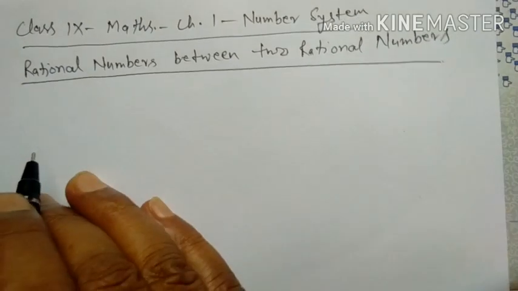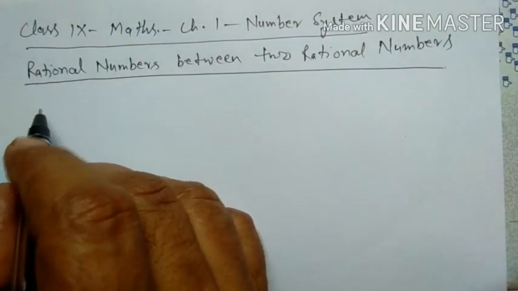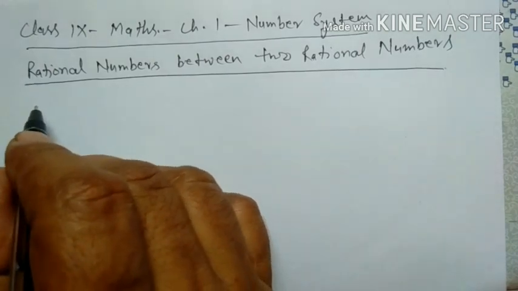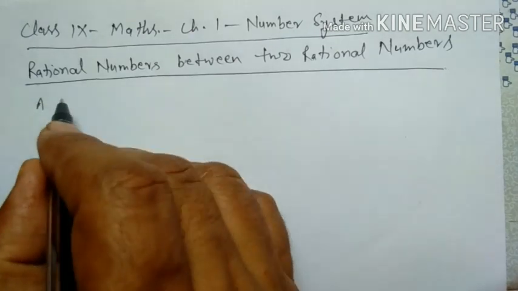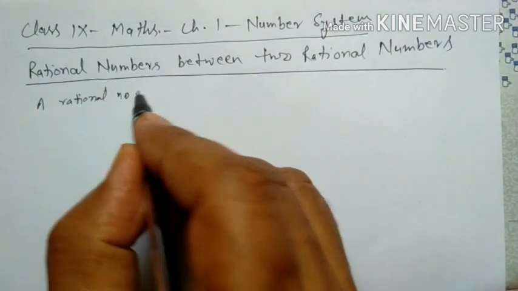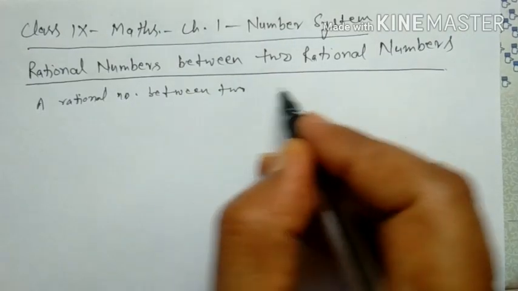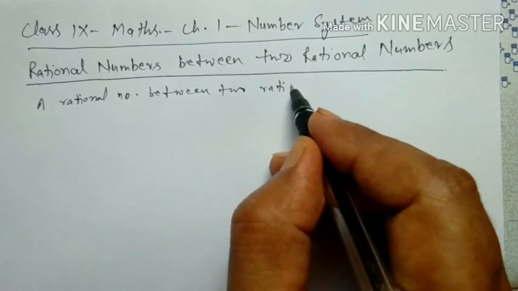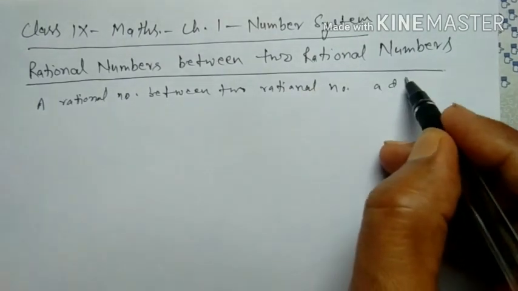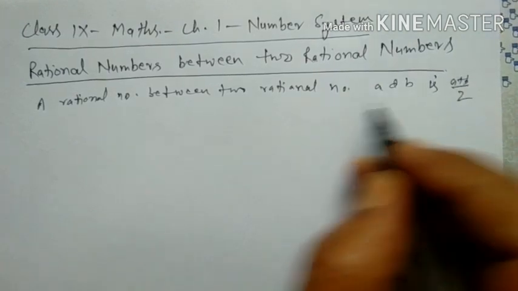So we have a statement that a rational number between two rational numbers a and b is (a plus b) by 2.